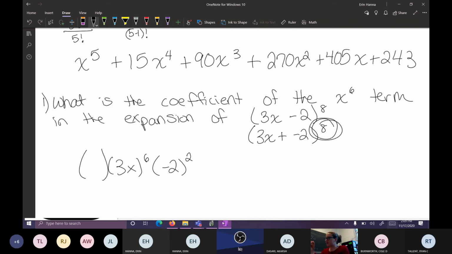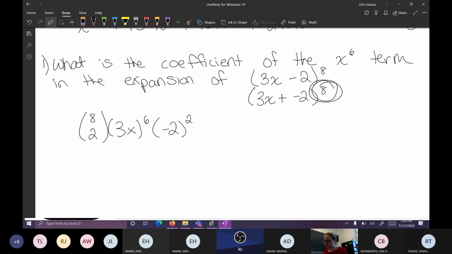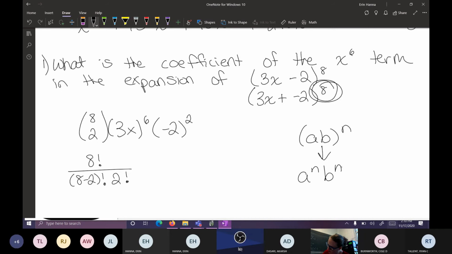And then the coefficient in the front for the choose piece is the power we're expanding it out to, and then we're choosing the power of this second piece. So we're going to have 8 choose 2. We have to figure out what 8 choose 2 is. That would be 8 factorial over 8 minus 2 factorial times 2 factorial. Remember that when you have things that are multiplied together, you can just push through the exponent. You can't do that with addition or subtraction, which is why we have to do this scary way.